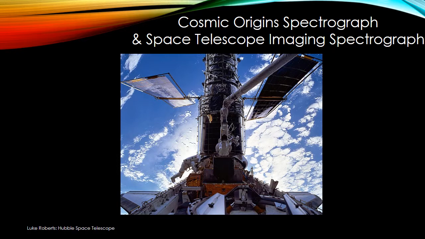The Cosmic Origins Spectrograph, or COS, works exclusively with ultraviolet light and can measure temperature, composition, density, and motion of a given object, and improved Hubble's UV sensitivity by a factor of 10.